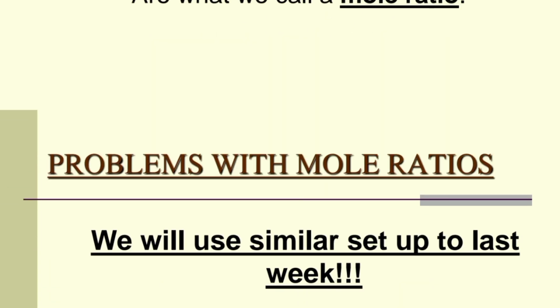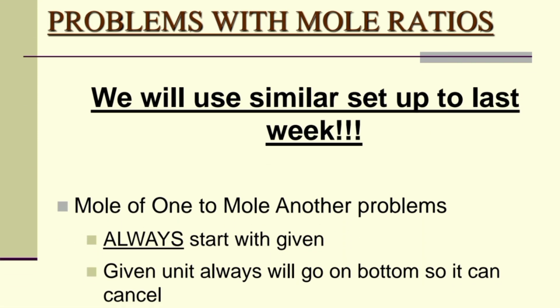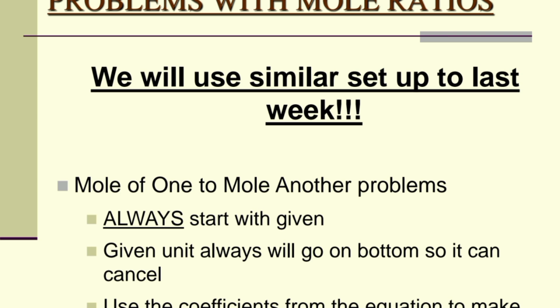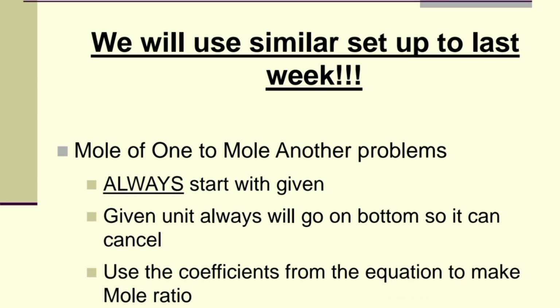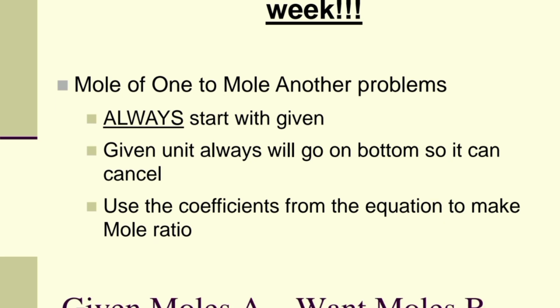Now, the problems with molar ratio: what do we face while solving mole ratio questions? We will use a similar setup to the one in our previous lecture, where we tried to understand what a chemical equation gives us: 1 mole of one substance to moles of another. Always start with what is given. For a given question, first understand what is given to you. Given always goes on the bottom, so it can cancel. Then use the coefficients from the equation to make the mole ratio. These are the main things you need to understand.